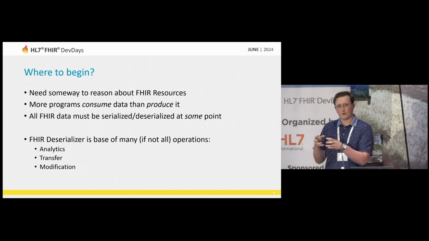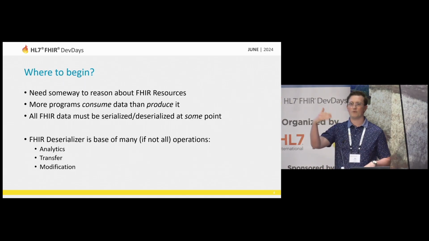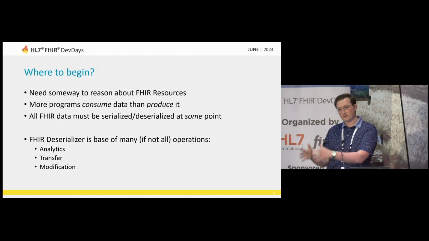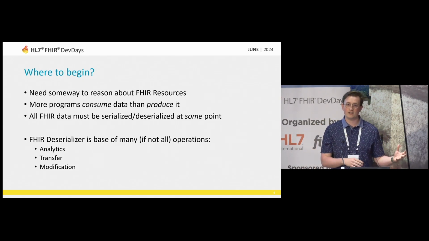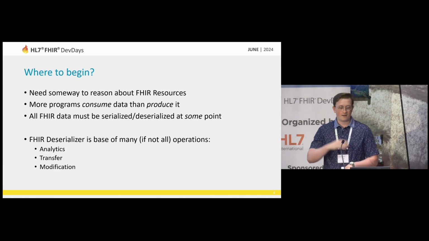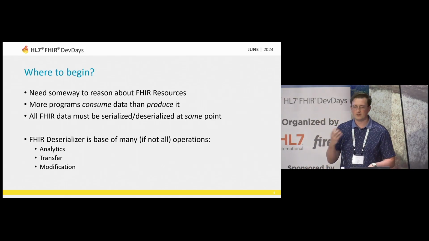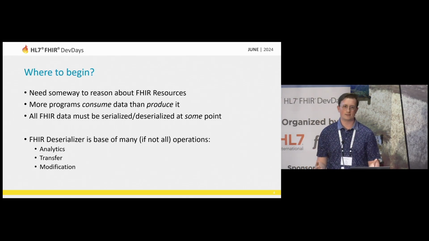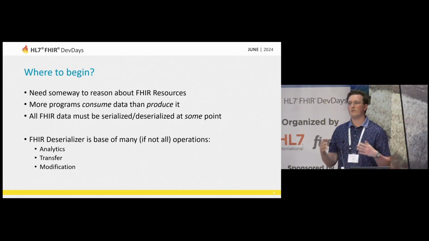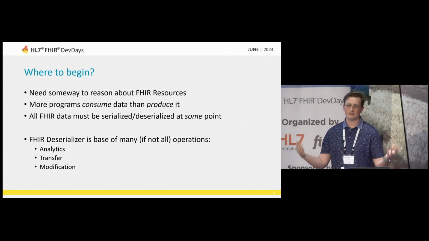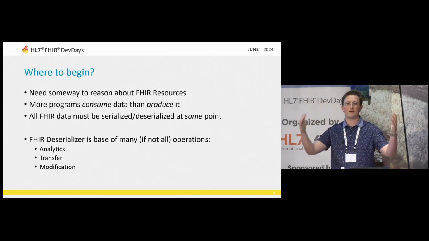Also, a lot of FHIR programs consume FHIR data more than they produce data. A lot of times you have instances like synthetic patient generation or when you're mapping data initially where you have to produce the FHIR data. But every other tool on top of that, you just consume the FHIR data. And with that, all FHIR data has to be serialized or deserialized at some point in the process. So all of these combined made me realize a great first tool for me to tackle would be a FHIR deserializer. How do I make that as efficient as possible? And then all other tools built upon that will benefit.